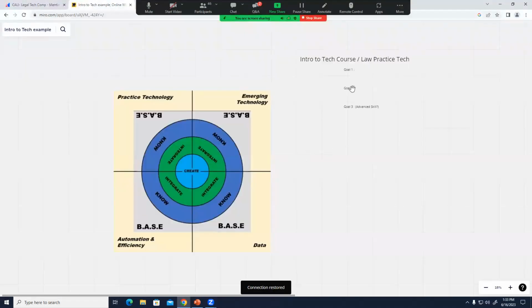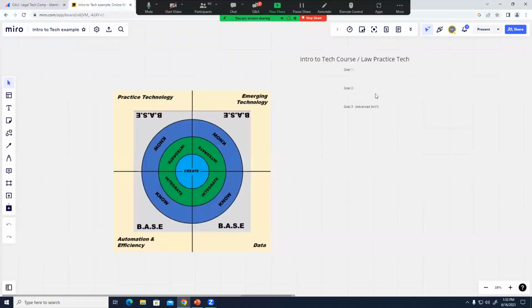Okay, so let's say we're thinking about teaching an intro to tech course. Like a law practice technology course, sort of like a basic survey course. We're going to talk about a bunch of tech topics. Maybe we're going to introduce some legal tech, office skills. What are some general goals? What would a goal be? Just anything. Anyone? Yeah. Know how to learn to find how to do something in the future.